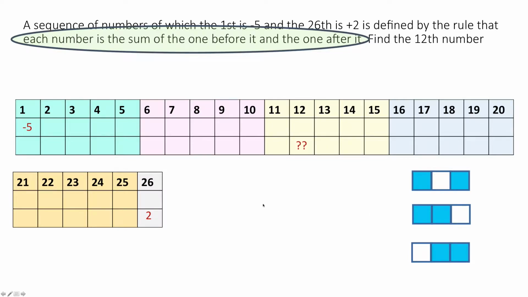But the challenge here is we don't have any set of three consecutive boxes in which two are known. You can overlay these three patterns across it, and you're not able to find one. So for example, here -5 is known, but the two on the right are not known. Likewise, 2 here, but the two on the left are not known. There is no single collection of three consecutive boxes in which two are known, which means at the very first step you get stuck. You're not even able to find the starting point.